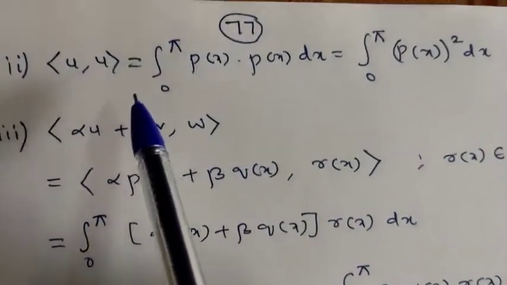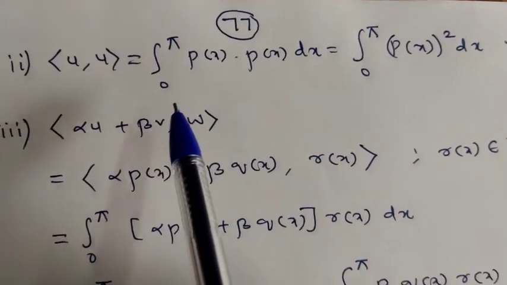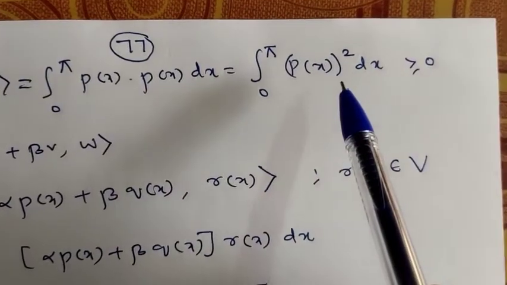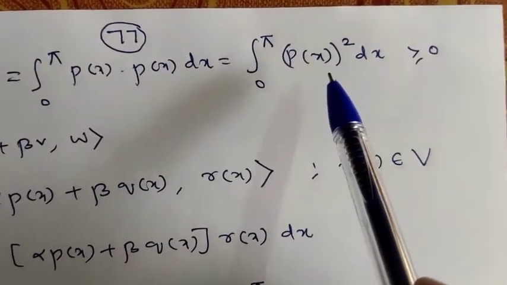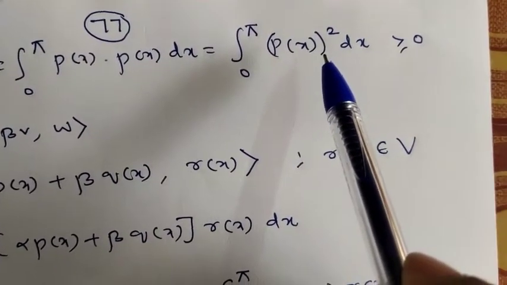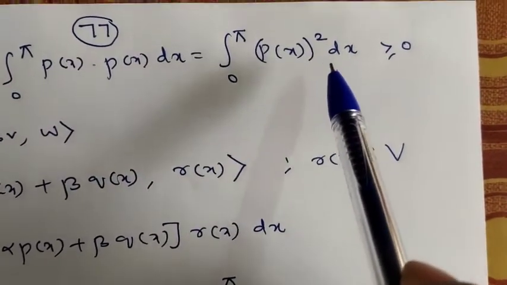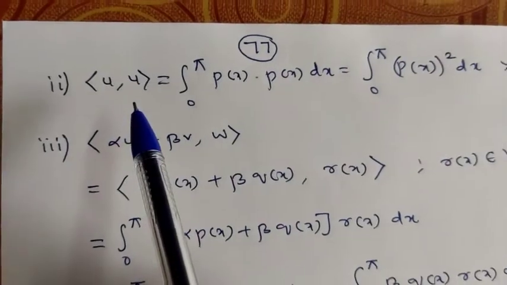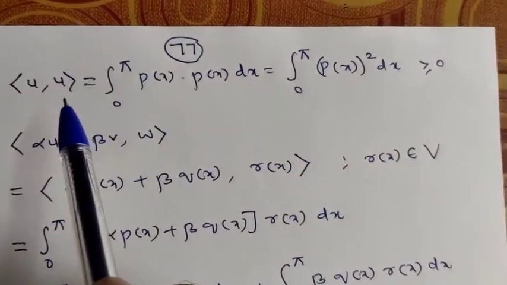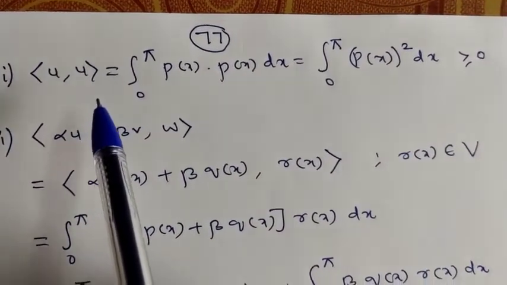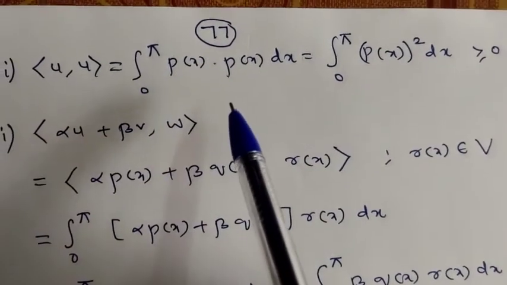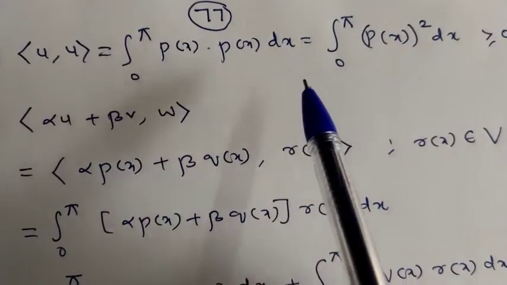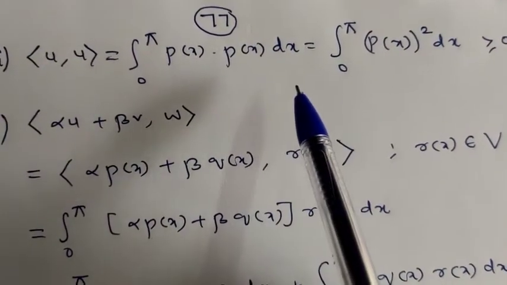Inner product of u comma u is what? Integral from 0 to pi of p of x into p of x dx, which is the integral from 0 to pi of p of x squared dx. If you take a square, definitely it is non-negative. So the integration of a non-negative term is non-negative. So the inner product of u comma u is non-negative, and we can show that if you assume the inner product of u comma u is 0, it implies u is 0. So the second condition can be proved.